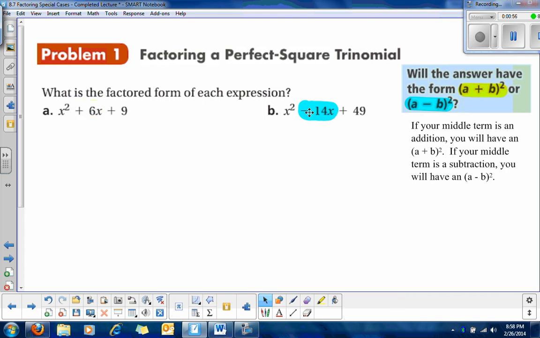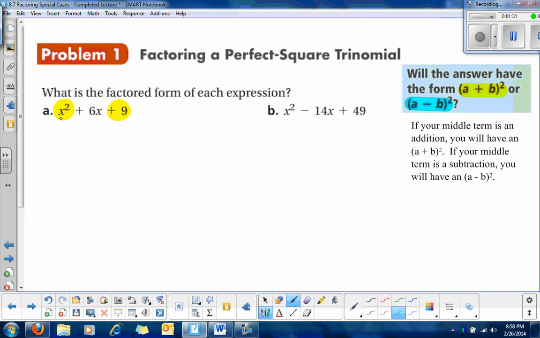So keeping that in mind, let's take a look at our first and last terms now. For the first problem, we have x squared and we have a positive 9. Well, it's always going to be a positive at the end, because when you take a positive times a positive, it's going to be a positive. And if you have a negative times a negative, you're going to have a positive. So here, we need to check to see if our first term is a perfect square and if our last term is a perfect square.